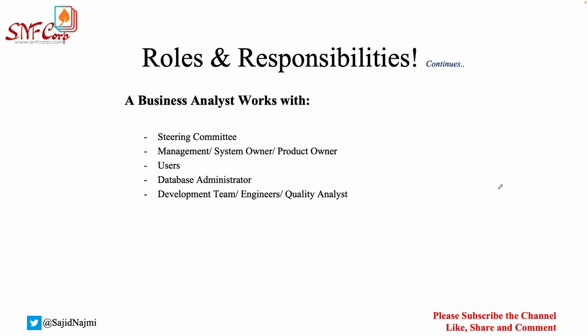And obviously the development team. When I'm saying development team, the technical engineers, the quality analysts, everybody who is part of the team, including the BA, they all are the development team. So the development team is not only the developers. There could be QA as well. There could be DBA as well. So again, it depends on how your company has structured the team.